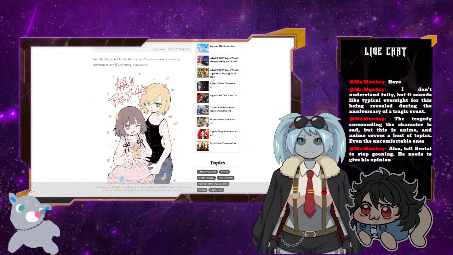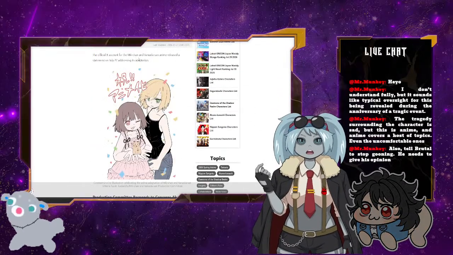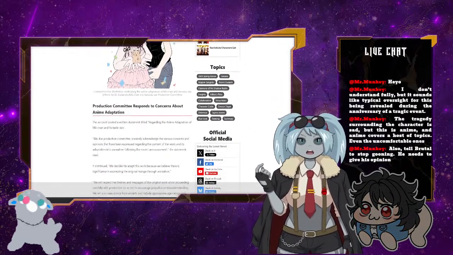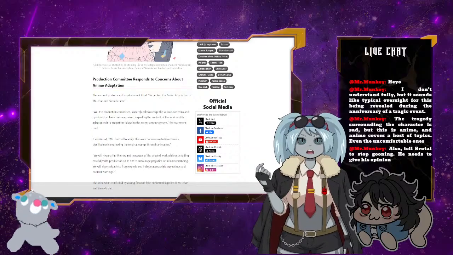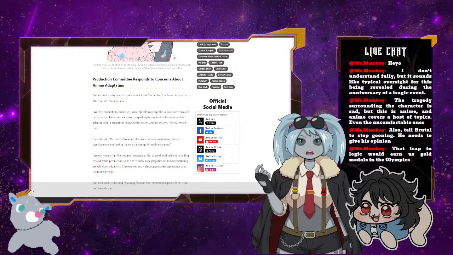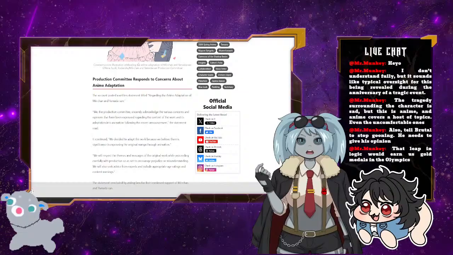And again, I'm just going to a different article. Back to this one. So the official X account of the Nii-chan and Yamada-san anime released a statement on July 27th addressing the adaptation. Oh, and this is kind of where the actual argument keeps going. That's a leap in logic. It would earn us a gold medal in the Olympics. Exactly.